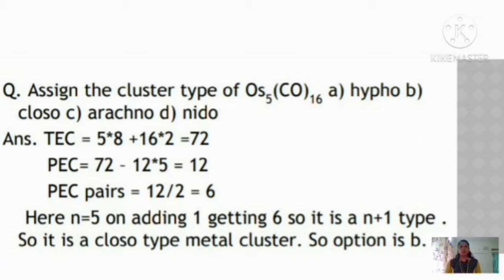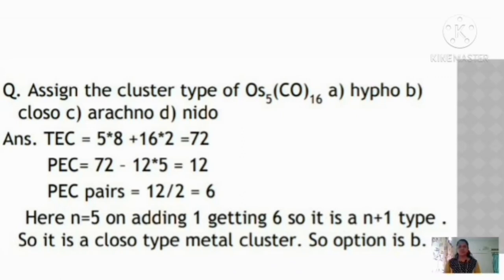So we are getting the polyhedral electron count as 12. After getting the polyhedral electron count, we have to find out the pairs, that is by dividing by 2. That is 12 divided by 2, that will be equal to 6. Here the number of metal atoms is 5. So on adding 1 only, we are getting 6. So it is a type of n plus 1. So it is a type of closo metal cluster.